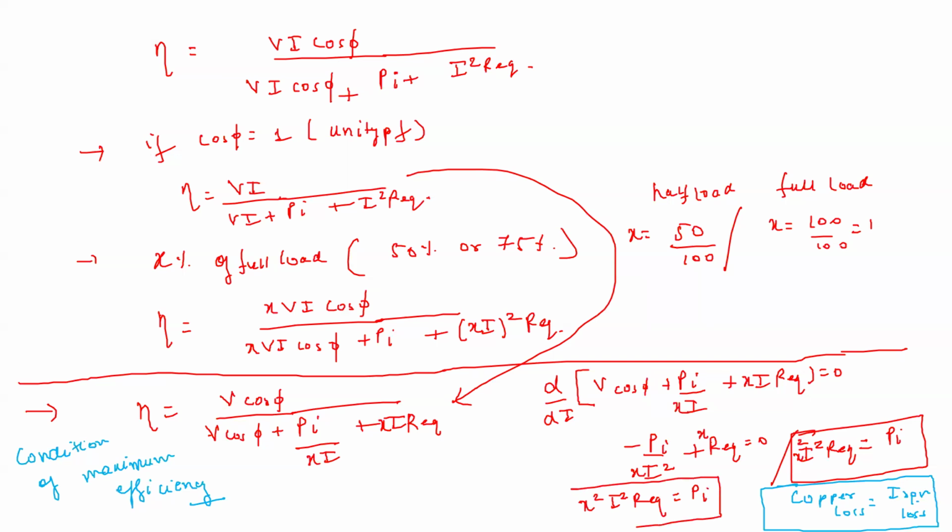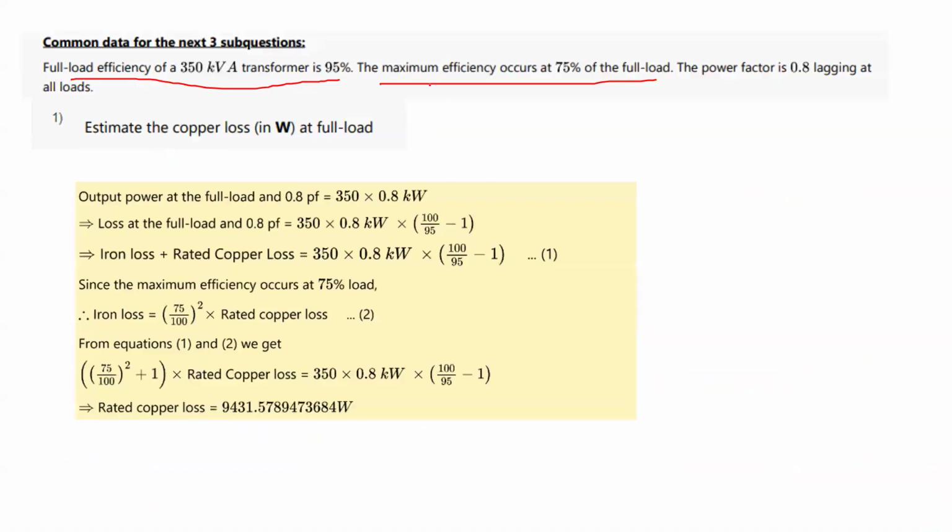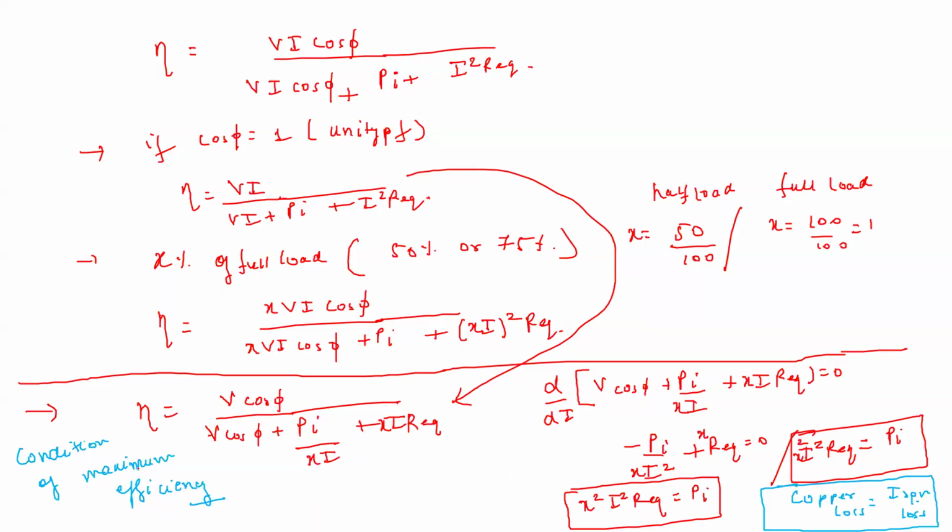X can be at any load, say 75% load; maximum efficiency does not necessarily occur at full load. It can be at any load, like in this question, where it is said that the maximum efficiency occurs at 75% of the full load. So one equation we have is this condition of maximum efficiency: X square copper loss, that is copper loss at X load, is equal to iron loss.